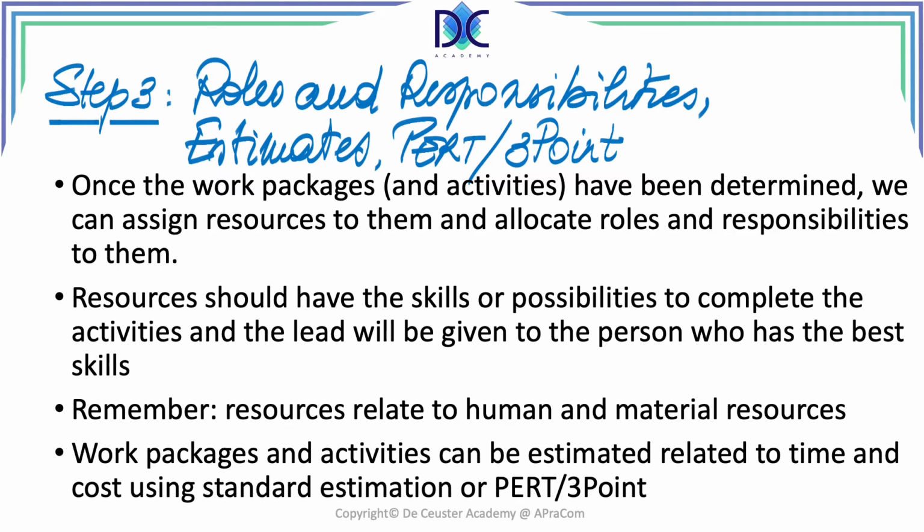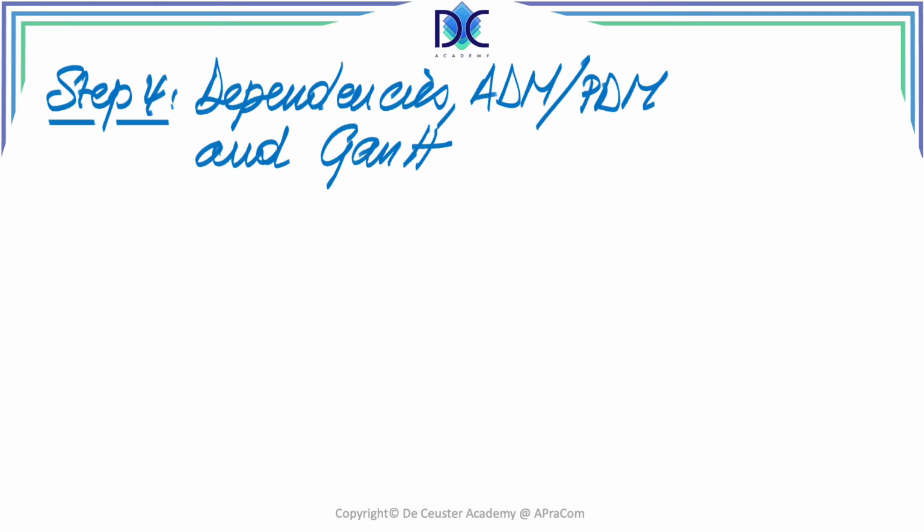We also have work packages and activities that we have to estimate. We can use the classical fixed duration estimate and fixed cost estimate, but we can also include uncertainty and probability using the PERT or the 3-point estimation techniques. Once we have this, we have the activities, we know how long they take and how much they cost, and now we can create the dependencies. We can identify the dependencies and create the arrow diagramming method, or the arrow diagram, or the precedence diagram, or a Gantt chart, depending on what techniques we are using.